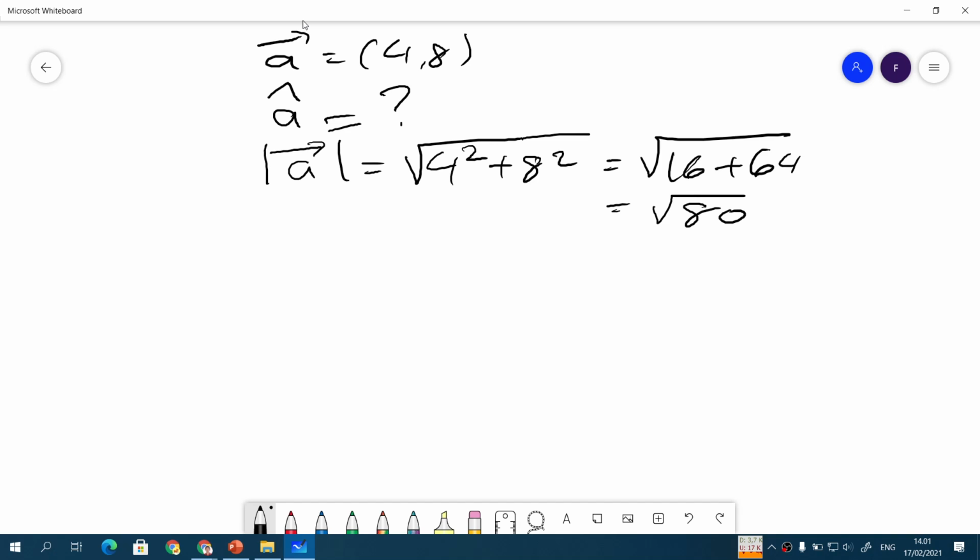You can leave it like this, the square root of 80, or you can simplify it. 80 is 5 times 16, so I can simplify the square root of 16 into 4 and then multiply it by the square root of 5. If not, you can use the calculator. Can you help me? What is the value of the square root of 80 using a calculator?